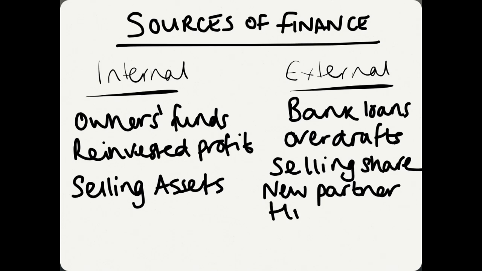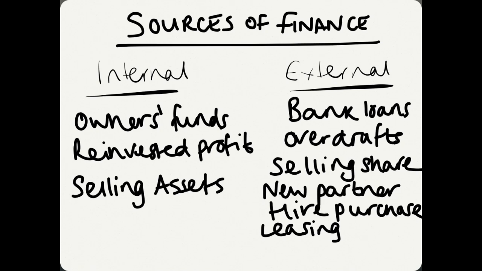Hire purchase is another option, and this is where a business buys an asset but pays for it almost in instalments, really. So pays monthly, and then when they've finished paying it off, they own the asset at the end of that. Leasing is another option, which is just like renting, perhaps a piece of equipment or a building.